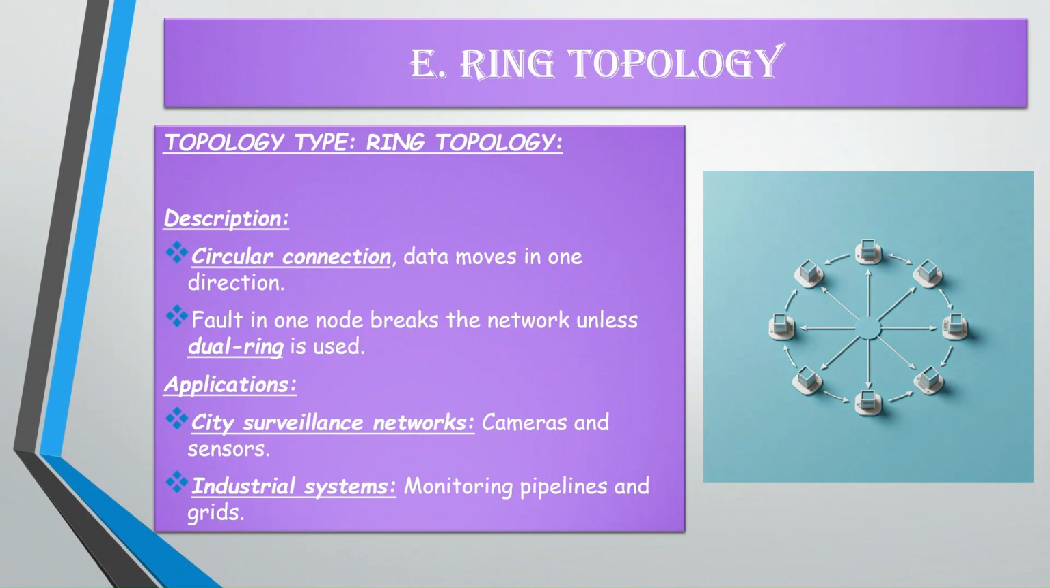Key characteristics of the ring topology include circular connection. Devices are arranged in a circular configuration. Data movement in one direction. Data travels in a clockwise or counterclockwise direction around the ring.